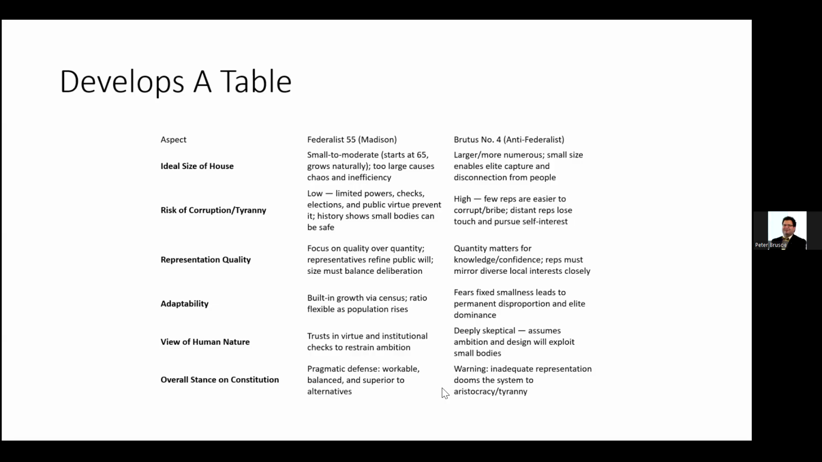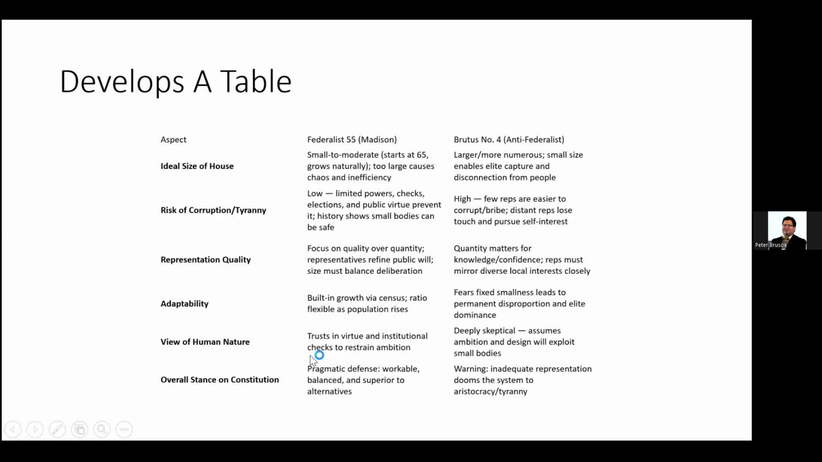There won't be any bad things going on with Congress. One can always hope. Then the anti-Federalists' risk was high, like they're very concerned about this: that few representatives are easier to corrupt and bribe, and that they would be so far away in this new federal city that they wouldn't be able to contend with the issues back home. On representation quality, the Federalists are like, hey, we're going to have good quality members. We won't have a lot of them, but we're going to have really good ones. The anti-Federalists are like, no, we need a large group of people, so we have knowledge and confidence that the representatives actually mirror the interests of the local people.